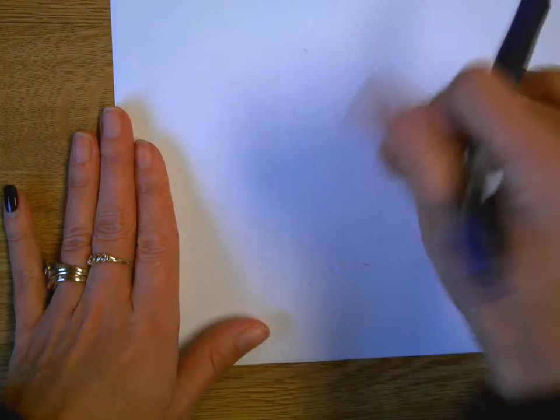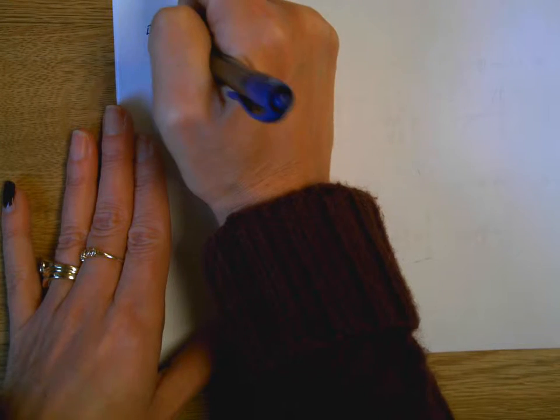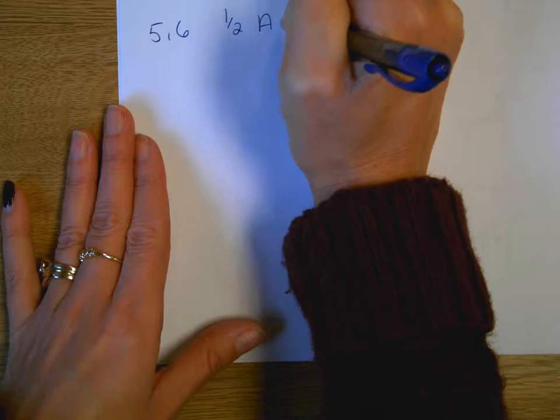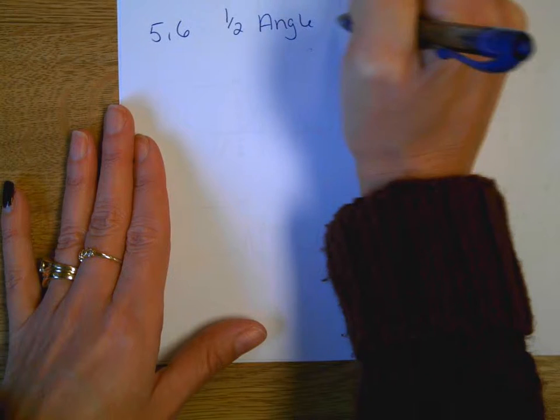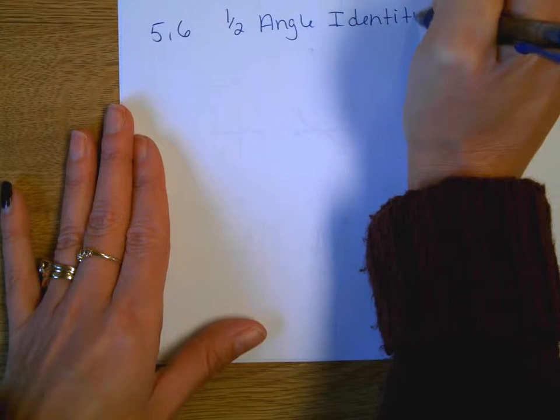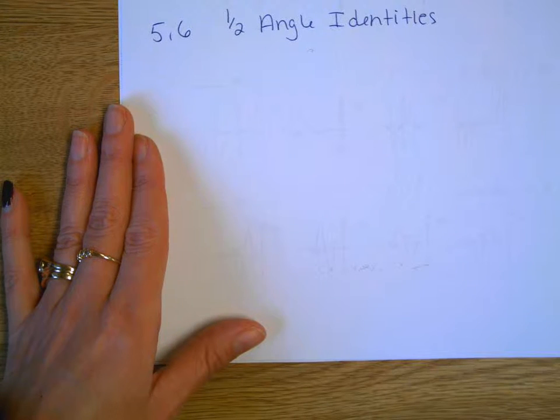Okay. Here we are at the top of the mountain, 5.6. We've got our half angle identities today. They are slightly ugly.